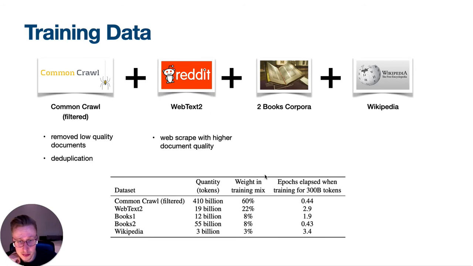And what's also important to mention is that they showed the better quality data more often to the model than the lower quality data. So as we can see here, Common Crawl, which has quite low quality, was only shown to the model 1.44 times. So not even the whole dataset was shown to the model once. And for Wikipedia, which is quite high quality, the model saw it a few times, 3.4 times.